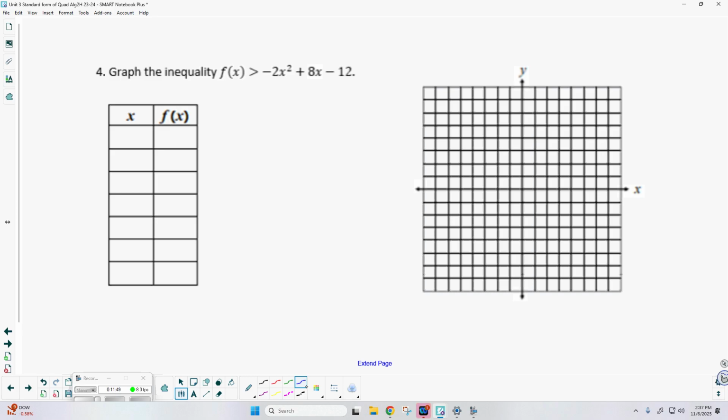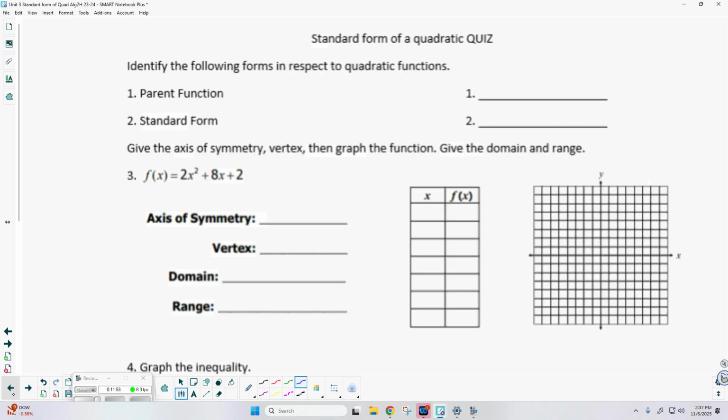Okay. So if anybody scored below an 80 on this and you're looking to retake it, you can absolutely do so. You have until next Friday morning. So that gives you just over a week. But you do have to have the standard form of a quadratic assignment done before you go ahead and do that. Okay, let's put that to the side.